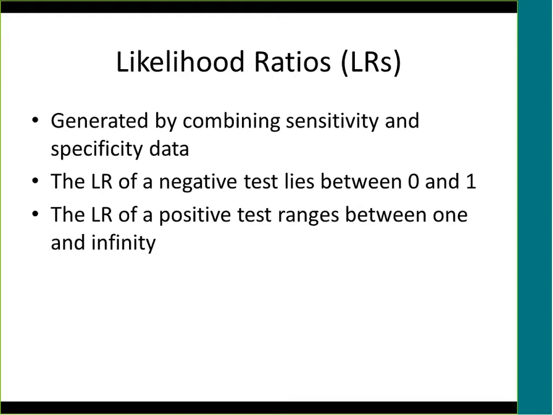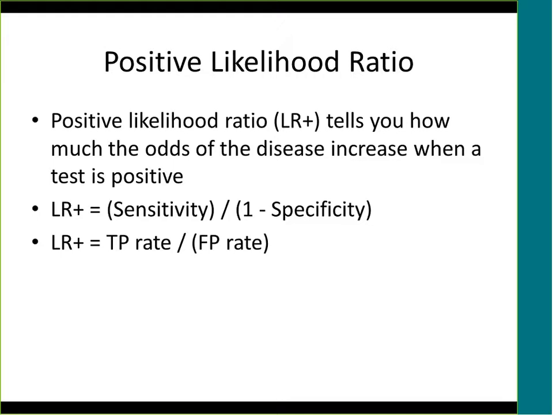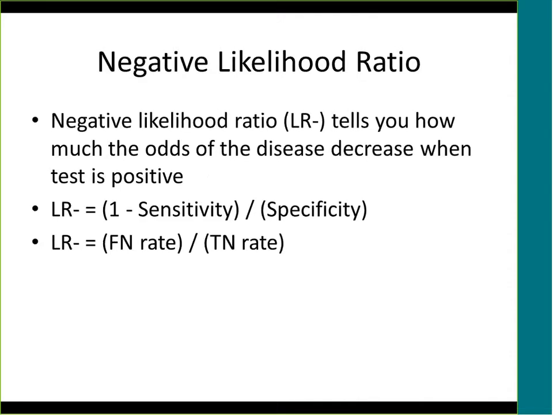So likelihood ratios are generated by combining sensitivity and specificity data. A likelihood ratio for a negative test lies between 0 and 1, and a likelihood ratio for a positive test ranges between 1 and infinity. A positive likelihood ratio tells you how much the odds of the disease increase when the test is positive. It is calculated by dividing sensitivity by 1 minus specificity. Or another way to look at that is, it's calculated by dividing your true positive rate by your false positive rate.